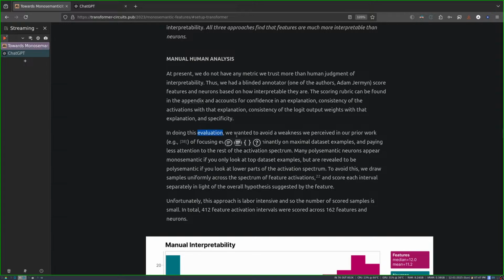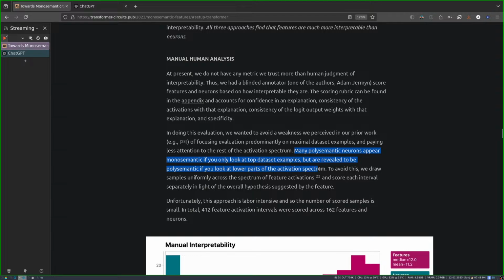In doing this evaluation, we wanted to avoid a weakness we perceived in our prior work, of focusing evaluations predominantly on maximal dataset examples. Many polysemantic neurons appear monosemantic if you only look at the top dataset examples, but are revealed to be polysemantic.